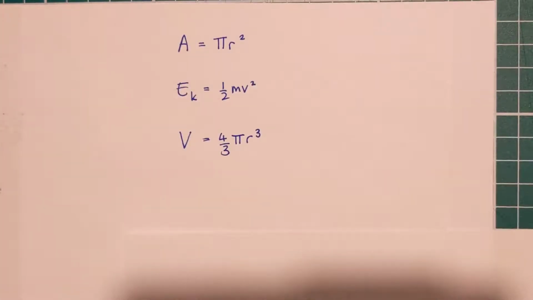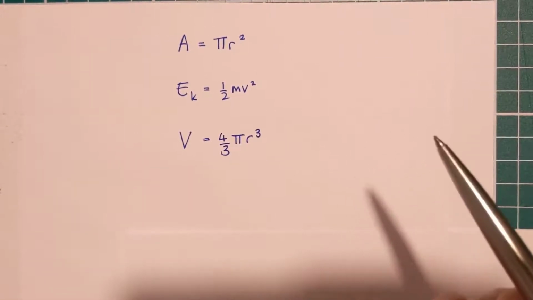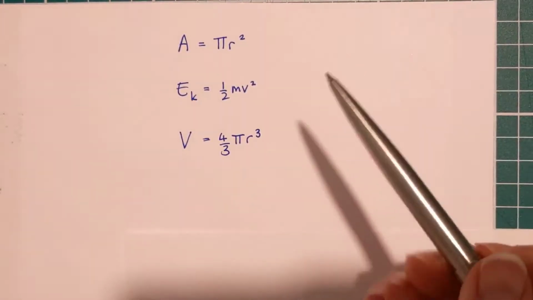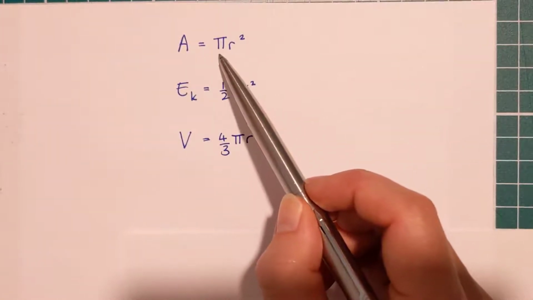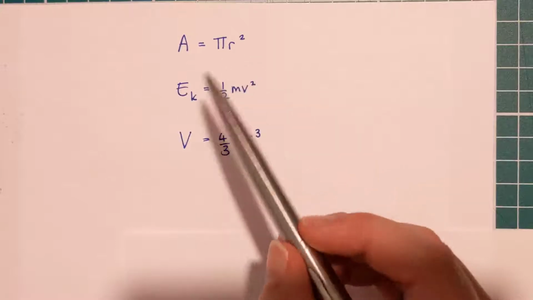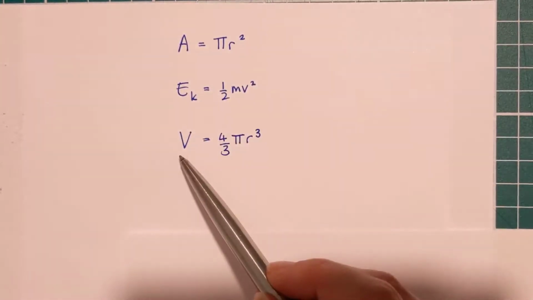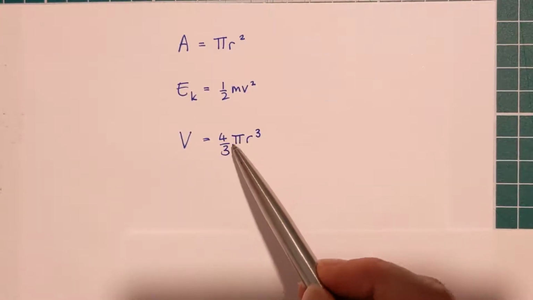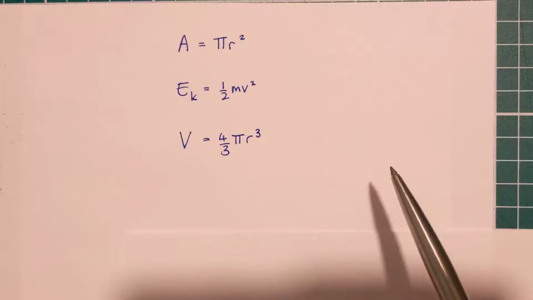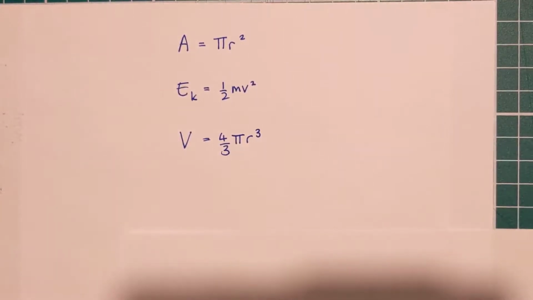The last thing to say on this before we try a question is that exact numbers don't have any uncertainty. So if we calculate the area of a circle, the pi has no uncertainty. Kinetic energy, the half, has no uncertainty. And volume of a sphere, the 4, the 3 and the pi, none of them have any uncertainty. So when you're calculating percentage uncertainty, that's also 0.